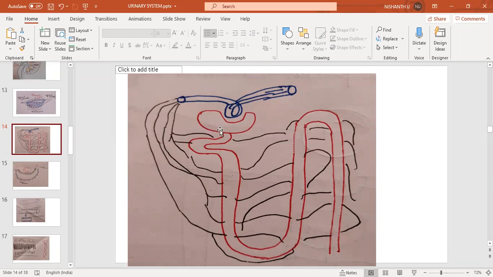I repeat again, 100 ml of filtrate is moving in the tube, and finally you get only 1 ml here. That means 99 ml has disappeared. Where did it go? It is moving out of the tube, right? Before it reaches the end, it is moving out of the tube. So we call it reabsorption.